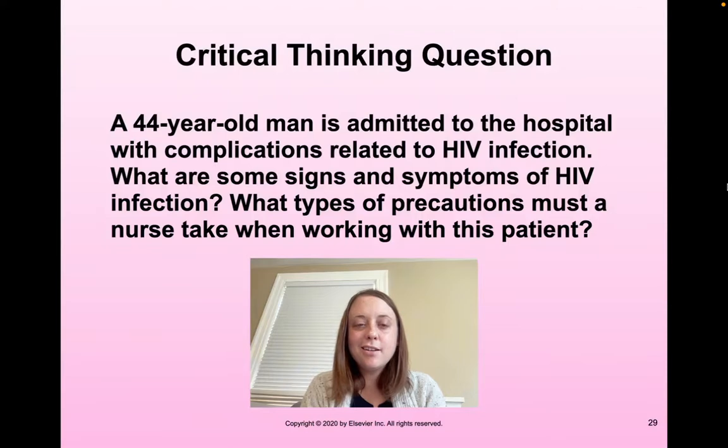Okay, one more question here. A 44-year-old man is admitted to the hospital with complications related to HIV infection. What are some signs and symptoms of HIV infection? What types of precautions must a nurse take when working with this patient? So think about it for a second.